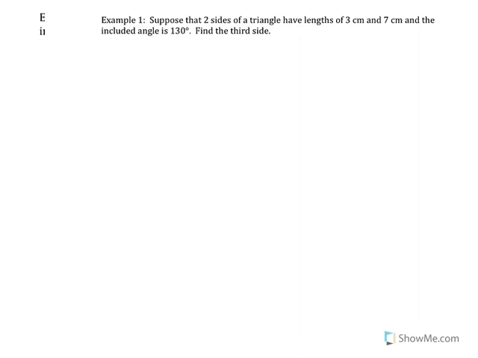So if you look again back at this example, it says suppose that 2 sides of a triangle have lengths 3 and 7 and the included angle, the angle in between them, is 130. Find the third side. So I'm just going to draw this. And you can draw it however you want. I'm just going to move it over a little bit because it's getting cut off.